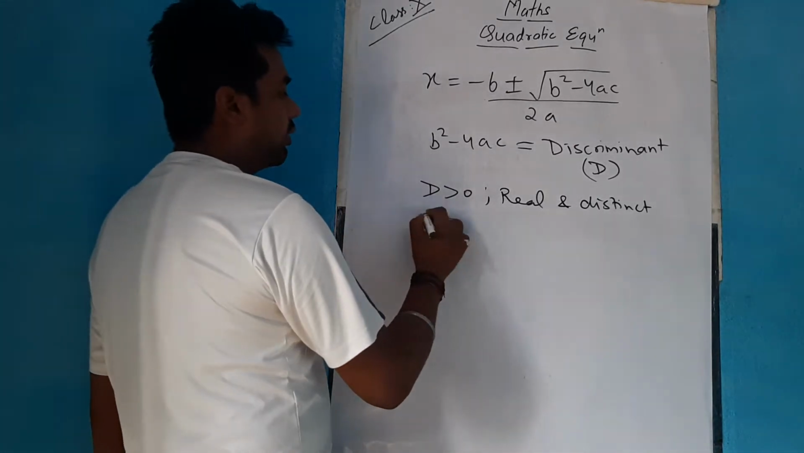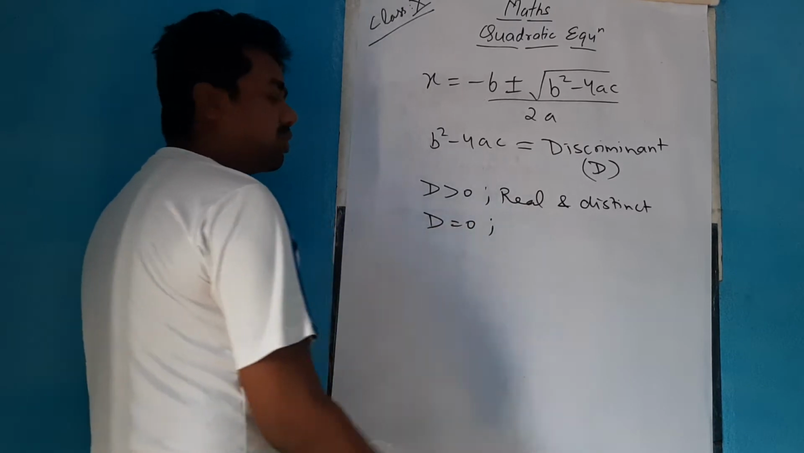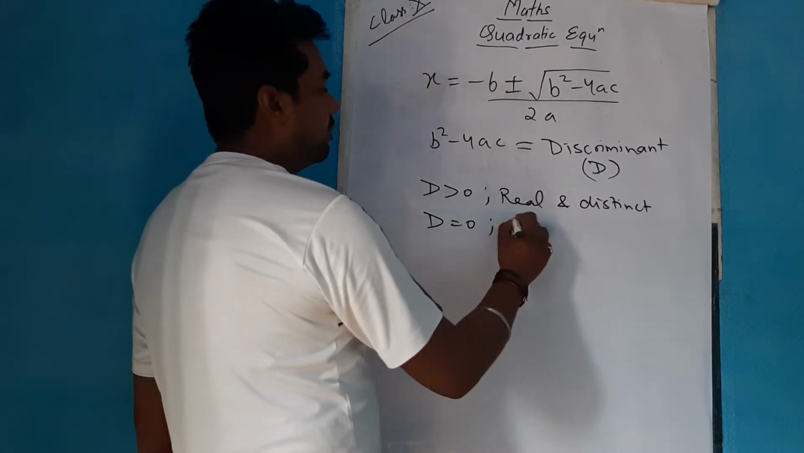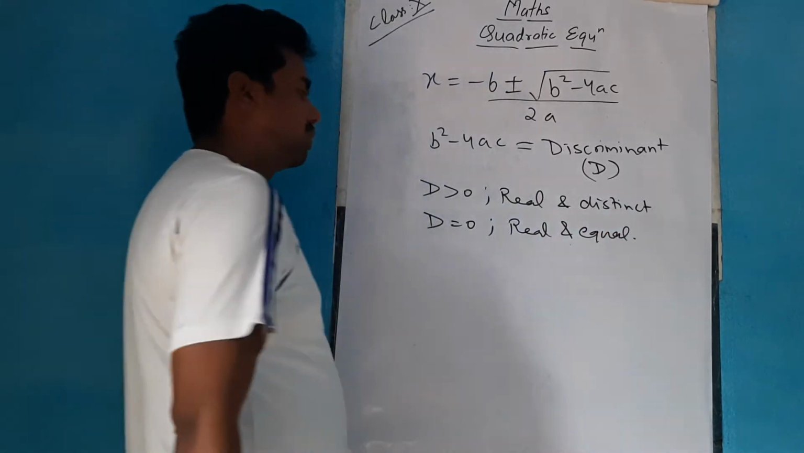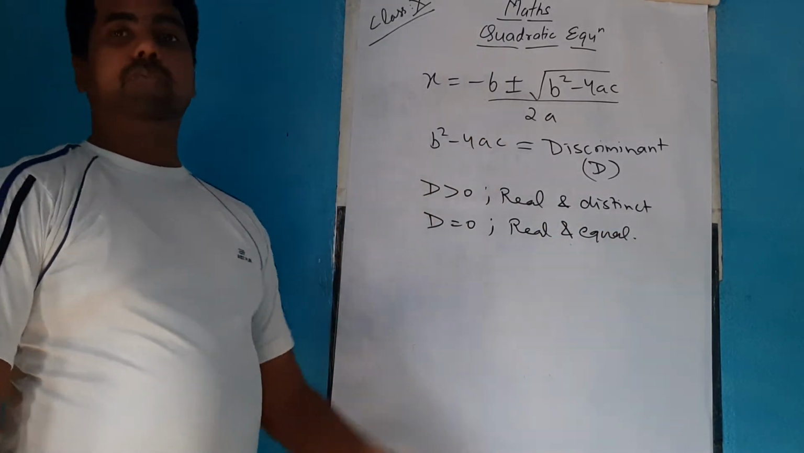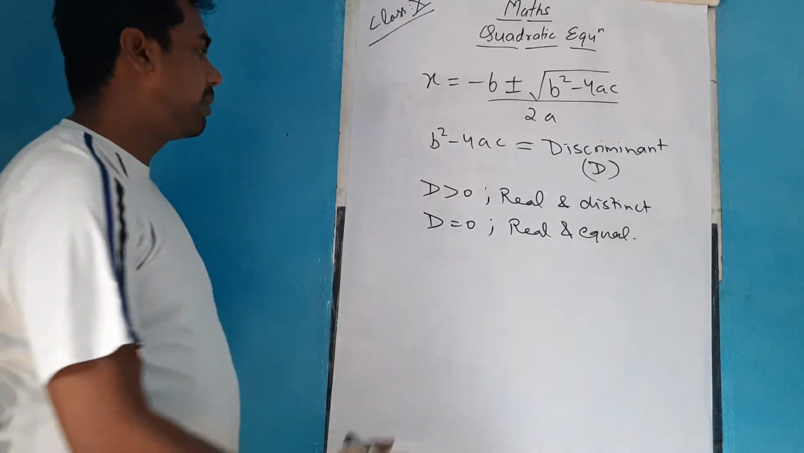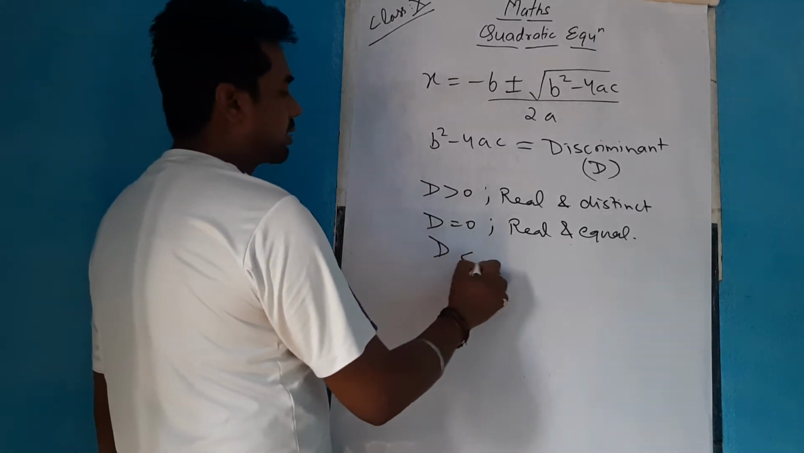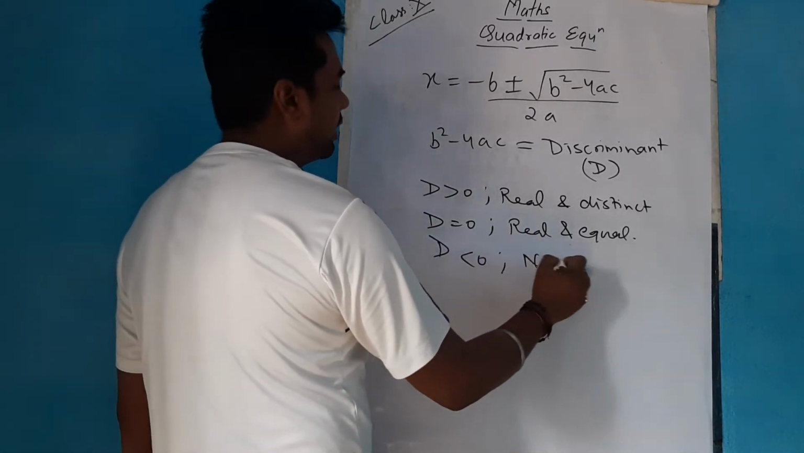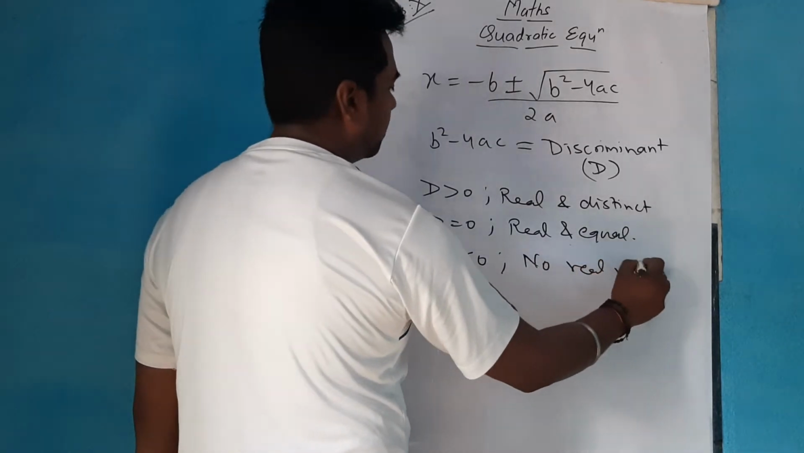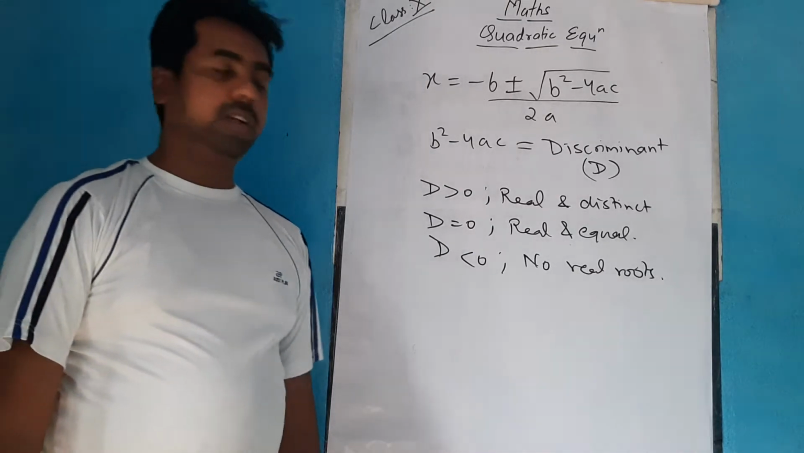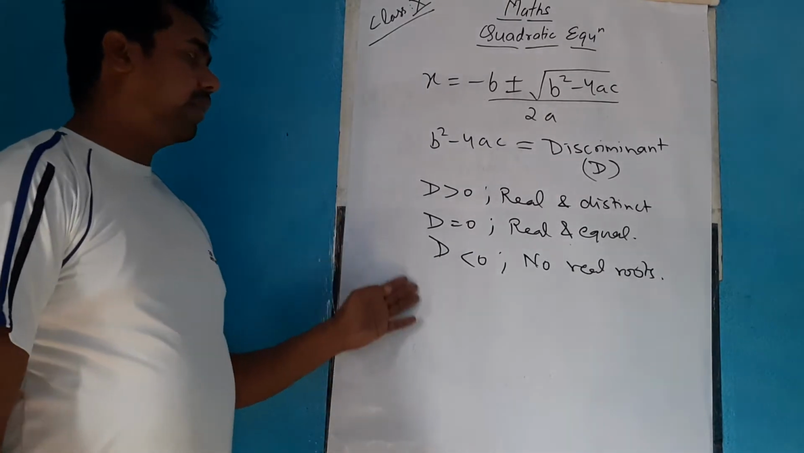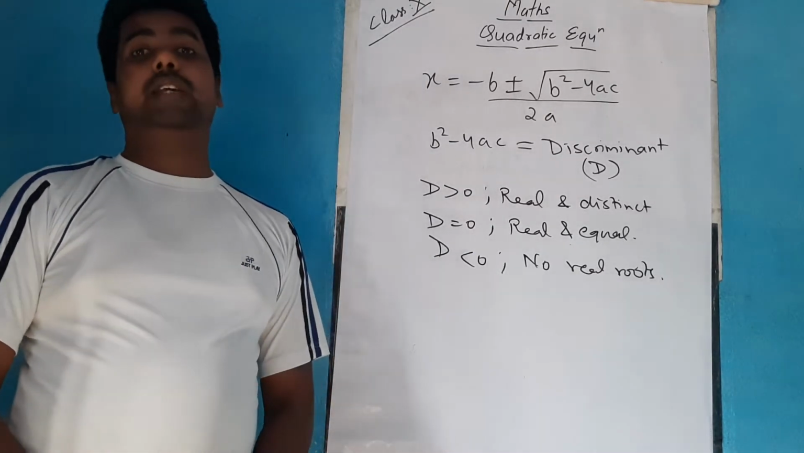Again, when you see that the value of D is equal to 0, it means there will be two equal roots. So real and equal roots are possible when b square minus 4ac is 0. Now, if you see that the value of D is less than 0, it means no real roots are possible. In that case, those roots are called imaginary roots. So with the value of D only, we define the nature of roots.